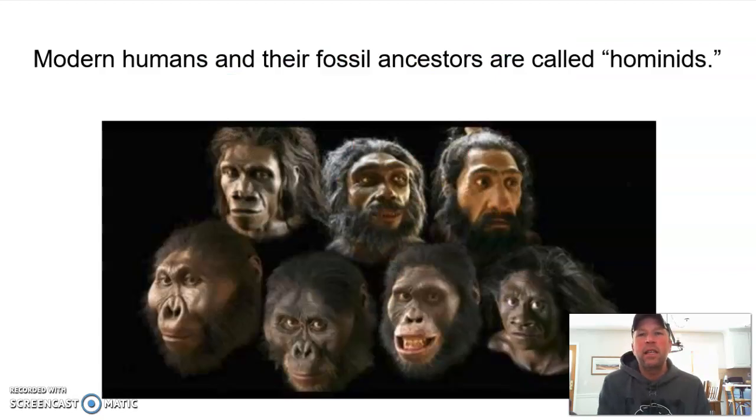The first thing is that there's a term we use to refer to our species, which is Homo sapiens, and all of the species that came before us that are our potential ancestors, and that term is hominids. So you'll see information about hominid evolution. This is talking about the evolution of modern humans and their ancestors.